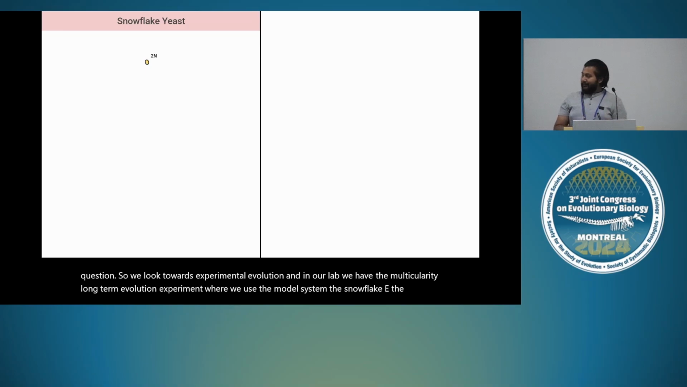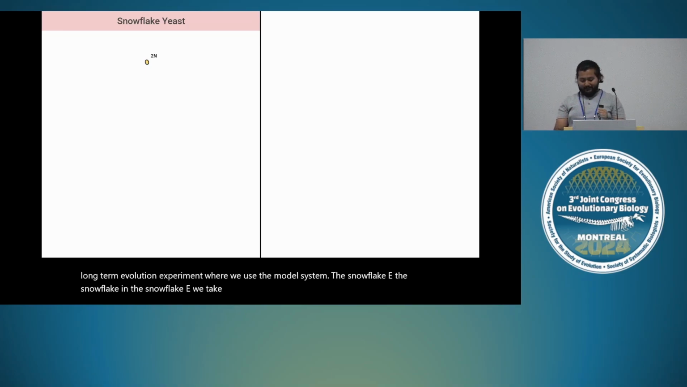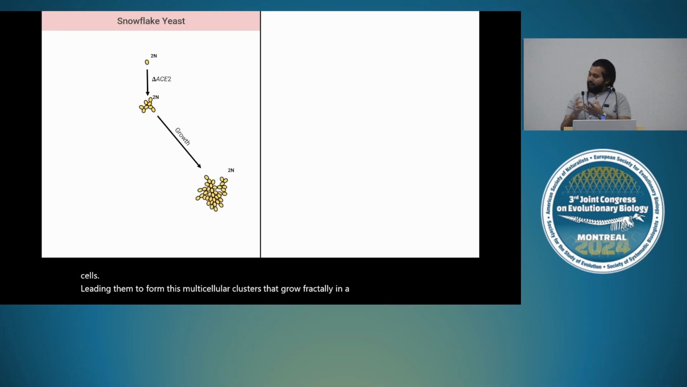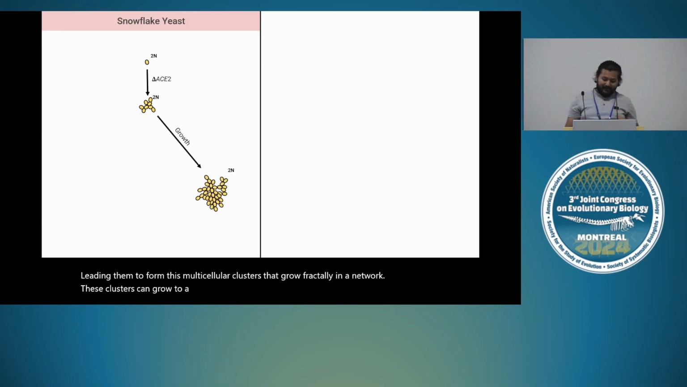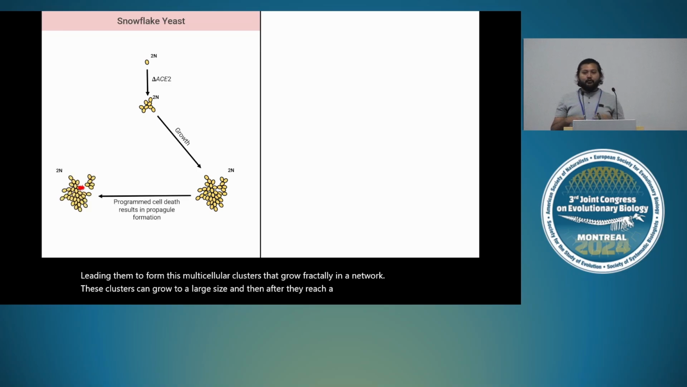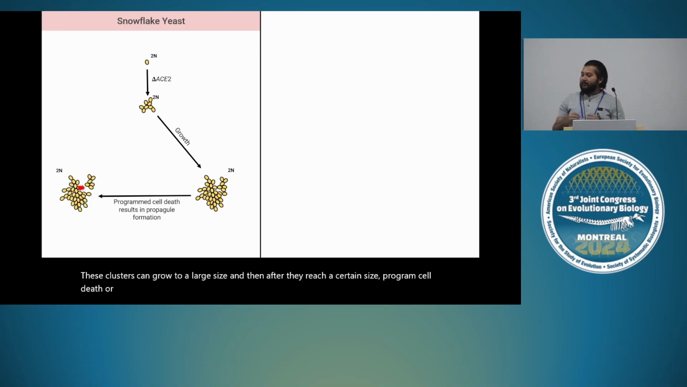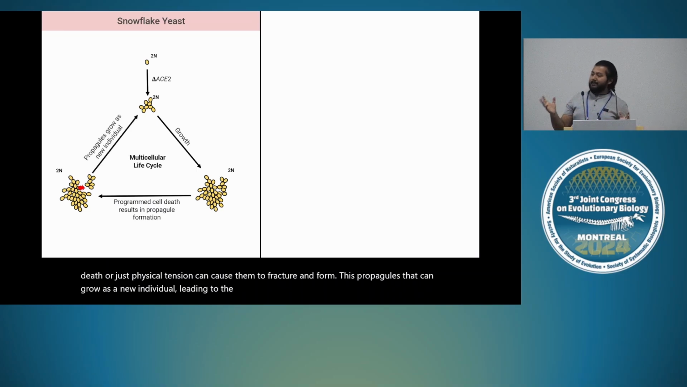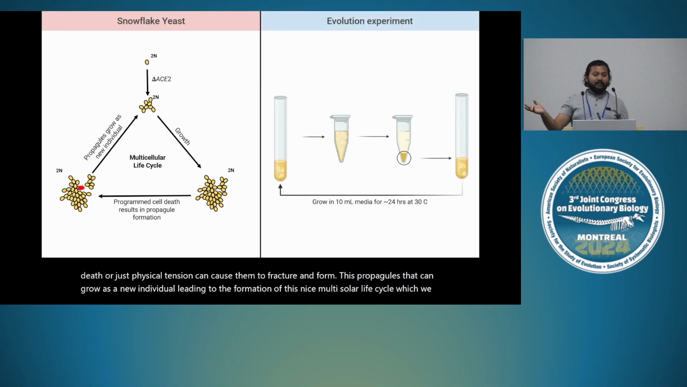To obtain the snowflake yeast, we take unicellular diploid yeast and delete the ACE2 gene, which prevents the daughter cells from segregating from the mother cells, leading them to form these multicellular clusters that grow fractally in a network. These clusters can grow to a large size, and then after they reach a certain size, programmed cell death or just physical tension can cause them to fracture and form propagules that can grow as a new individual, leading to the formation of this nice multicellular life cycle, which we then use for our evolution experiment.